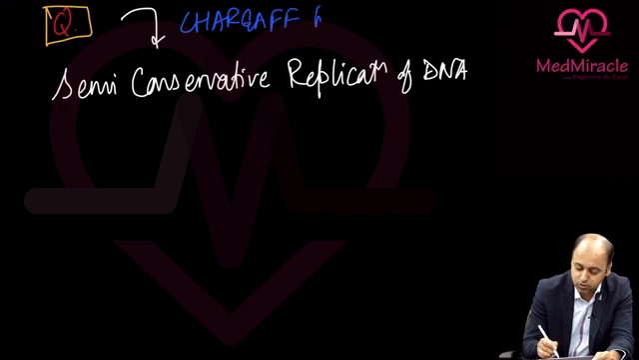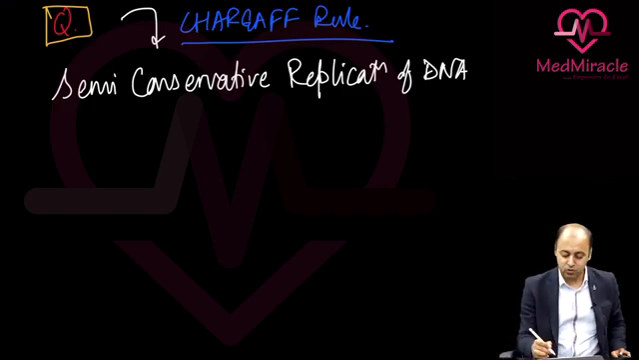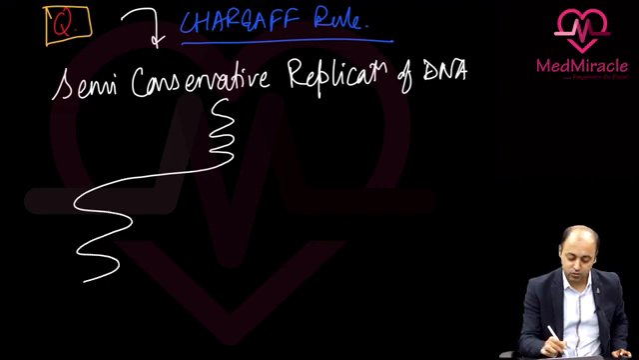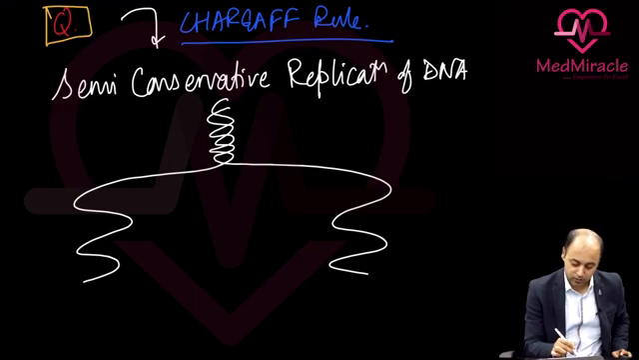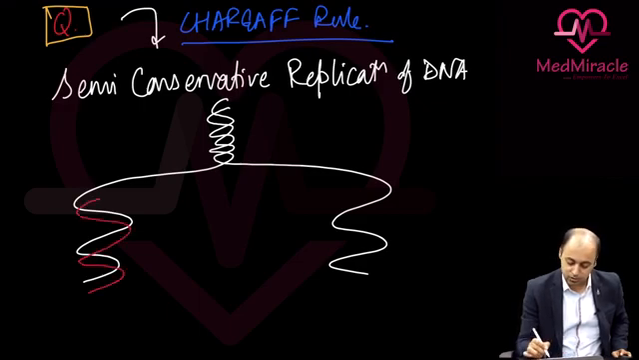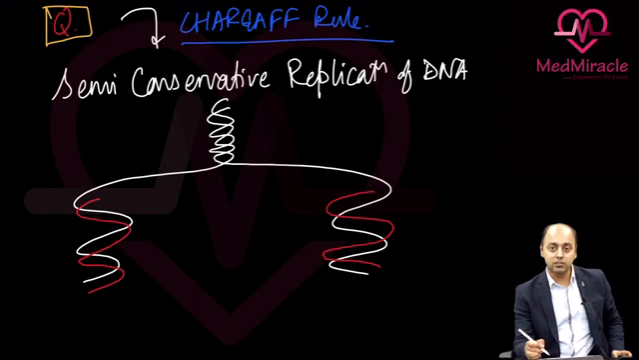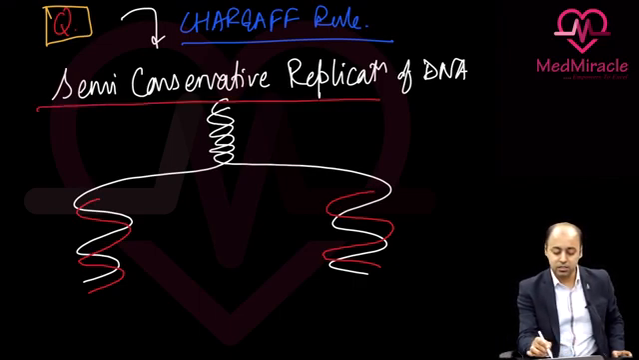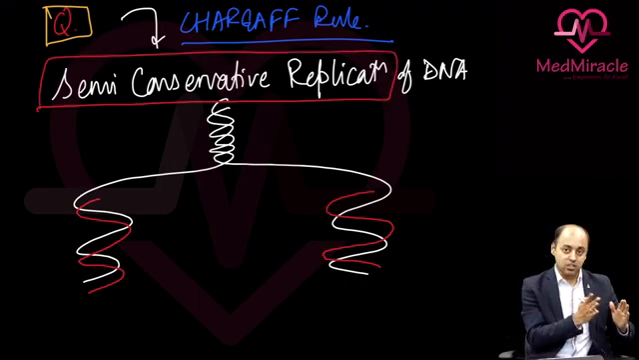Due to the Chargaff rule, we get to see the semi-conservative replication of DNA. I'm sure all of you know that if you have the double-stranded DNA and you allow it to replicate, only one of the strands is brand new. The second strand will come from the parent DNA. You can see only one strand is new. The second strand is coming from the parent DNA. This is known as the semi-conservative replication. Half of the previous structure is conserved.